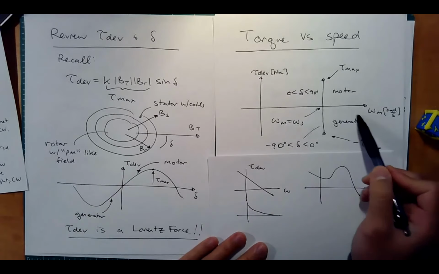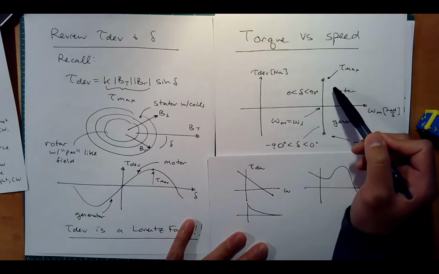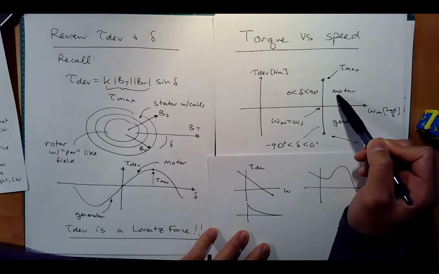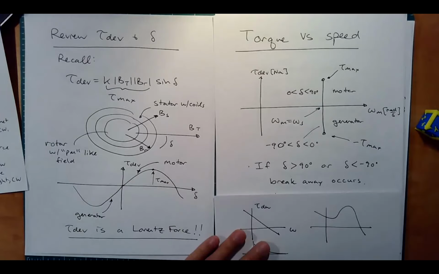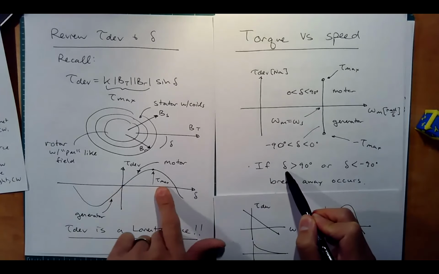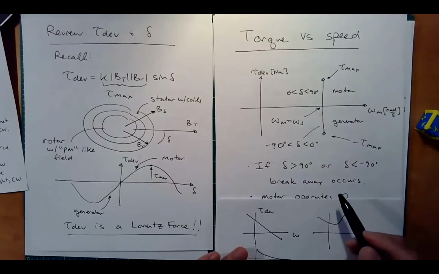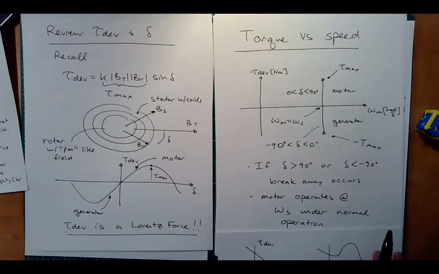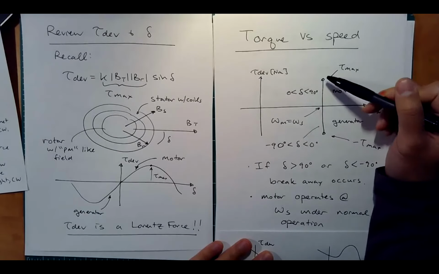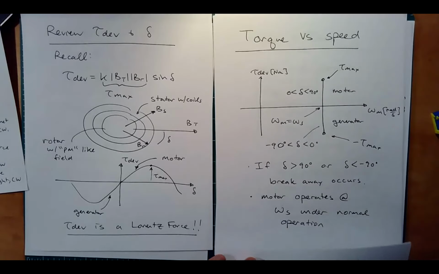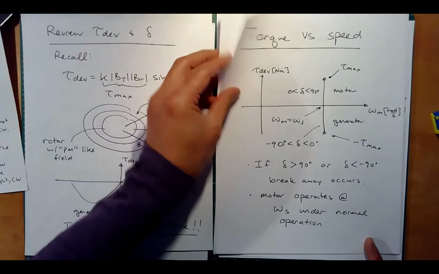Okay, and so we have a generator situation over here, negative torque for positive speed, and positive torque for positive speed in a motor situation, right? And so if your angle gets greater than 90 or less than negative 90, breakaway occurs and you lose that synchronous speed behavior, right? And just to restate, the motor operates at synchronous speed under normal operation. Cool, so this is a very simple torque speed curve.